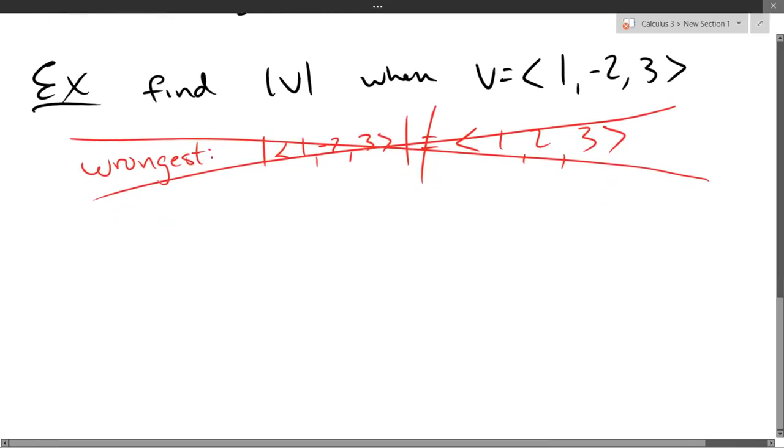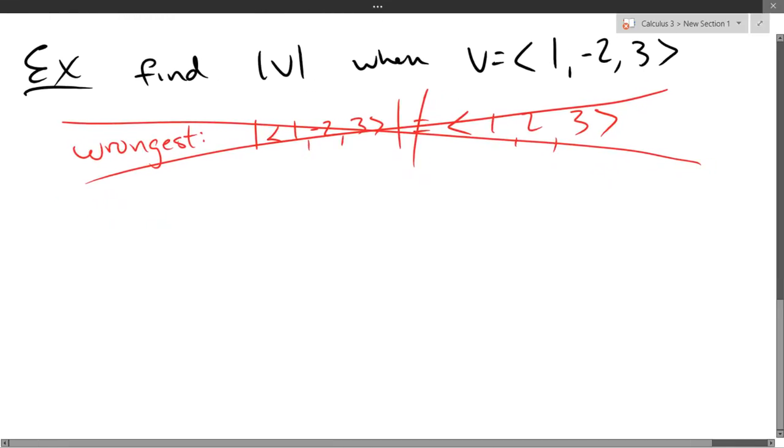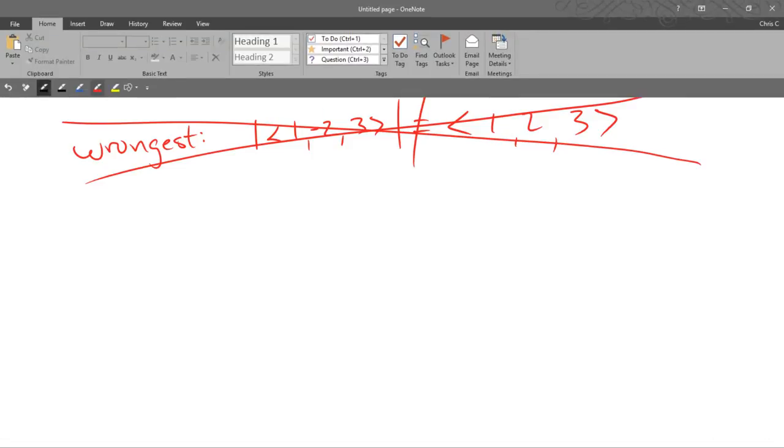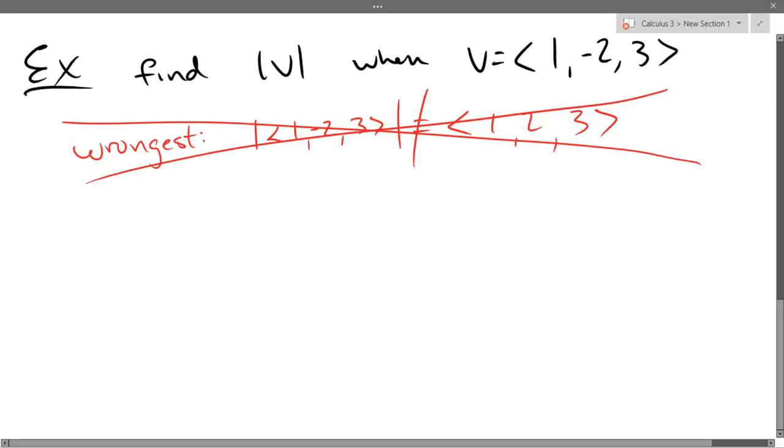It's the most wrong. Well, there's probably other more wrong things you can do. It's wrong for lots of reasons. One of the main ones is I should be getting a number out of this, not a vector. So it's not even the right type of answer. So go ahead and compute the magnitude of V right now. Should only take you maybe 20 seconds. There should be plenty of time.